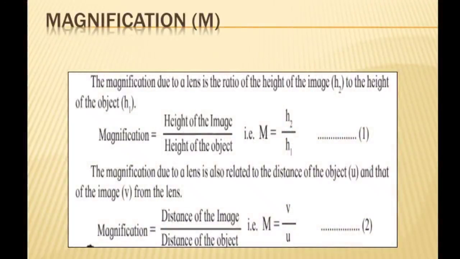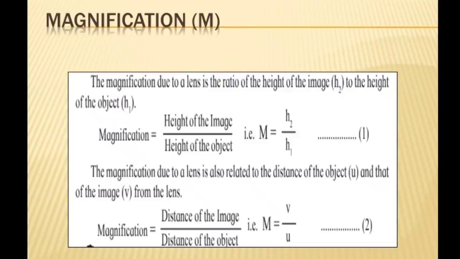Magnification. Magnification is represented by capital M. The magnification due to lens is the ratio of the height of the image, that is h2, to the height of the object, that is h1. Magnification M is equal to height of the image upon height of the object, that is M is equal to h2 upon h1, which is equation number 1.